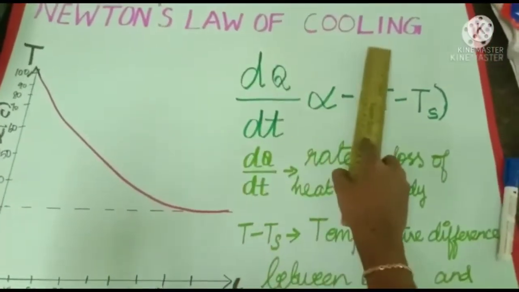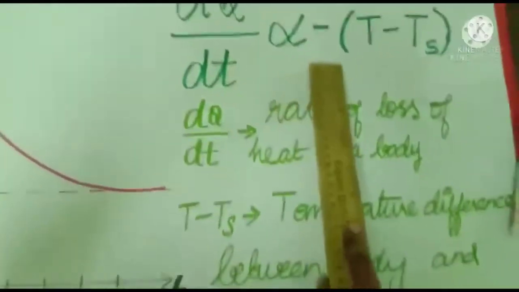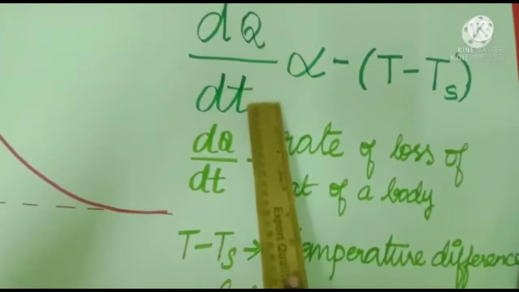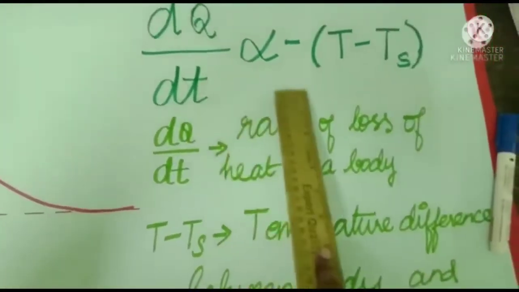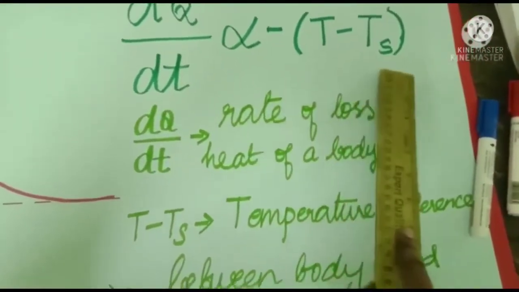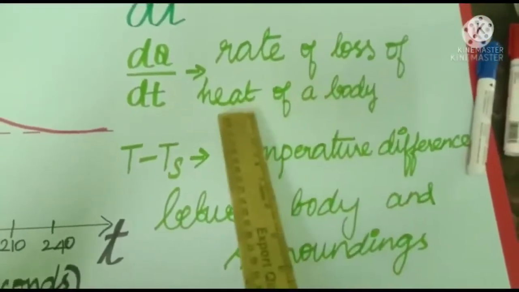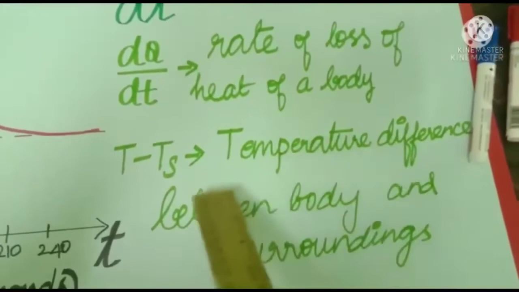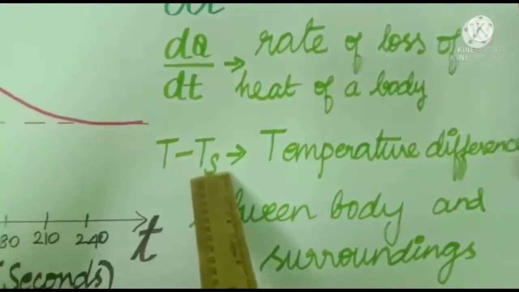Newton's law of cooling: dQ by dt is proportional to minus (T minus Ts), where dQ by dt is the change in heat or loss of heat with respect to time, proportional to minus (T minus Ts). dQ by dt is the rate of loss of heat of the body. T minus Ts is the temperature difference between the body and the surroundings. T is the temperature of the body and Ts is the temperature of the surroundings.